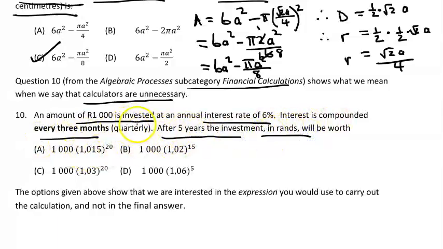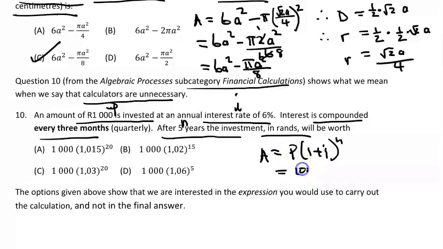Okay, so what do we have here? P, that amount is invested at an annual interest rate, so that's I, 6%. Interest is compounded every 3 months, so that's quarterly. After 5 years, so N is equal to 5. Remember that the number of compounding periods M will be 4. So let's write down the compound interest formula: A equals P into 1 plus I to the power N.